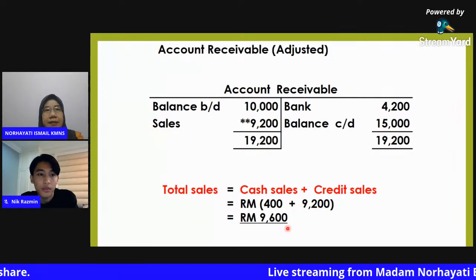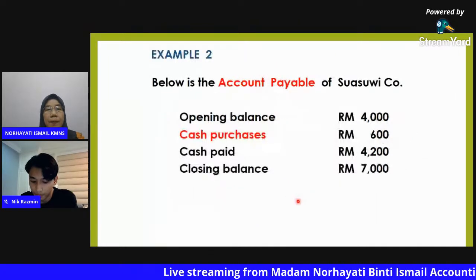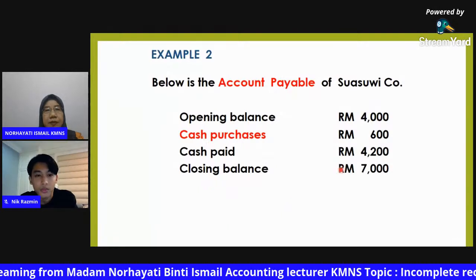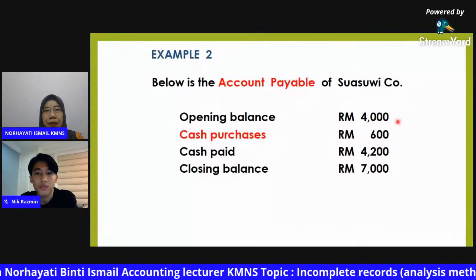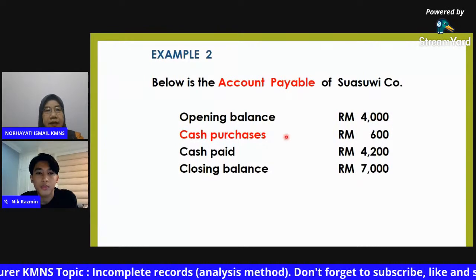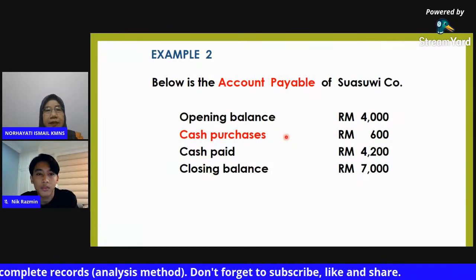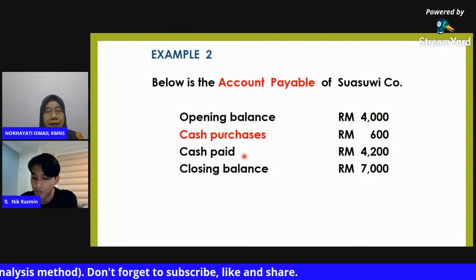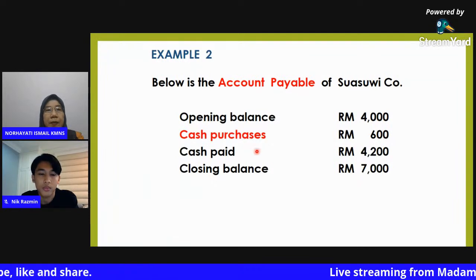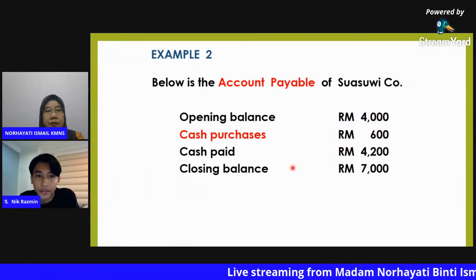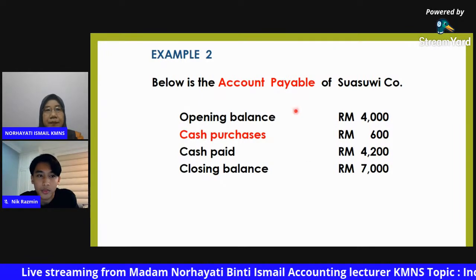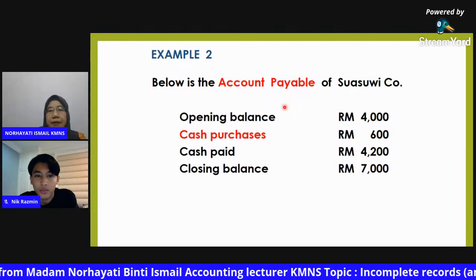Now example 2, account payable. Account payable relates to liabilities. So given opening balance 4,000, cash purchase. This one is the transaction, debit purchase, credit cash. Cash paid, that means we have paid to account payable, debit account payable, credit cash, and closing balance. The closing balance should be on the debit side, the opening on the credit side.